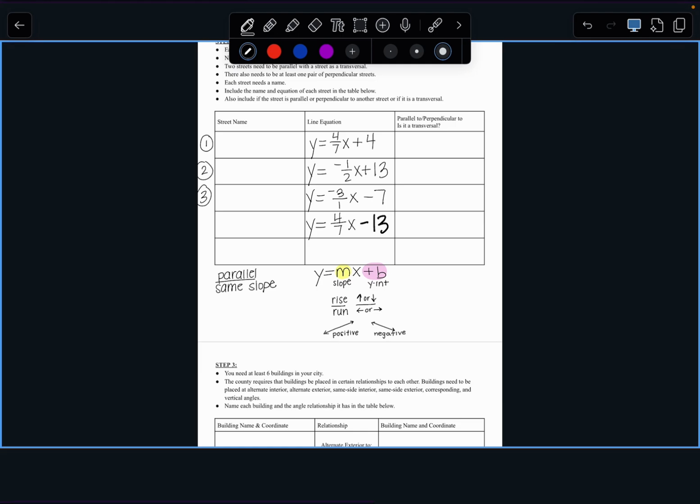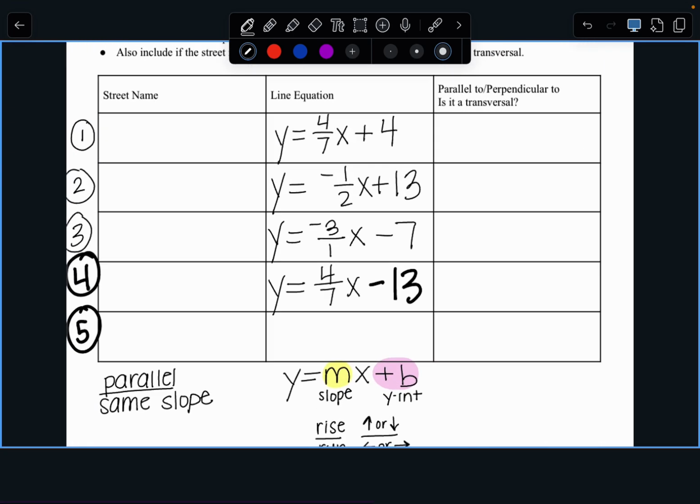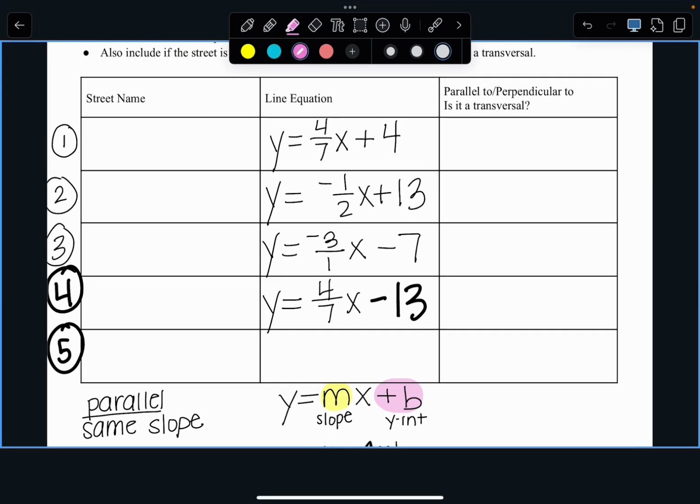You're also going to pick one of your other lines. I don't care which one. And we are going to make a perpendicular line. So let's say I chose, I don't know. Let's say I chose this one.